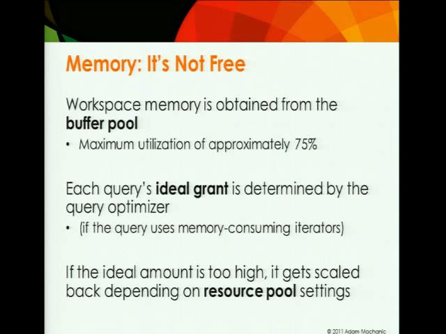Now, the way that this is handled is that before a query can run, it has to go through an optimization process. And during optimization, the query optimizer comes up with something called an ideal grant. Now, this is the amount of memory that would be required if all of the memory-consuming iterators in the query were able to be completely processed in memory without any spill to disk. We'll get into spills to disk in just a bit. Now, if the ideal grant is too high, at runtime, it can be scaled back based on resource governor resource pool settings, or other runtime settings. And we'll talk about how that works as well.